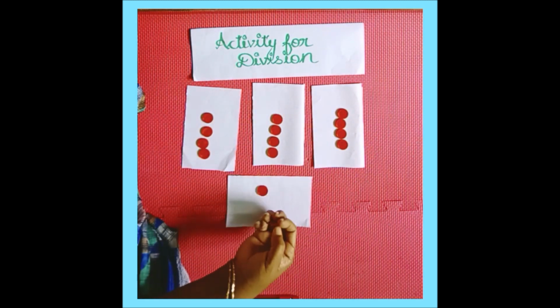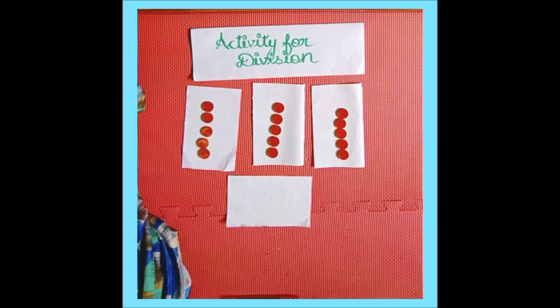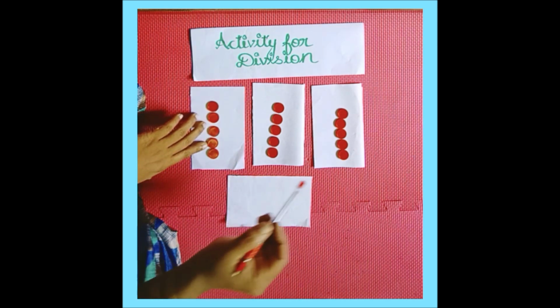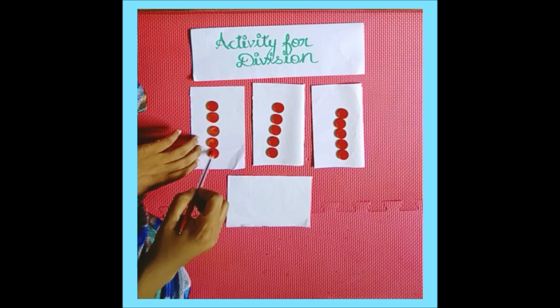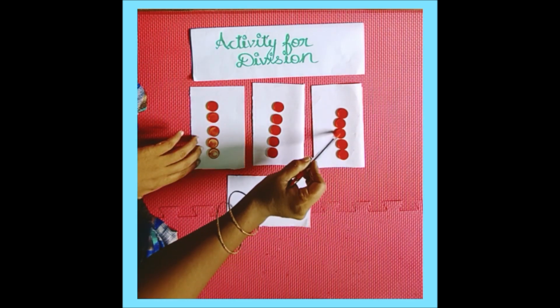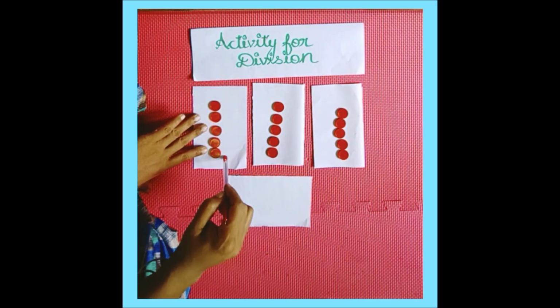So coins in each part give the value of quotient. Let us count the quotient. For that you have to check before that each part must contain the same number of coins. 1, 2, 3, 4, 5. 1, 2, 3, 4, 5. 1, 2, 3, 4, 5. Thus each pot contains the same coins and the number of coins is 5.